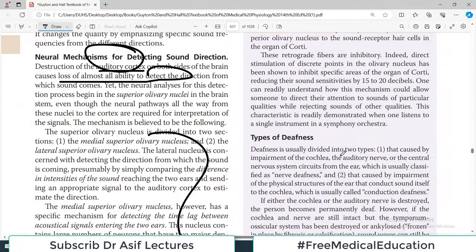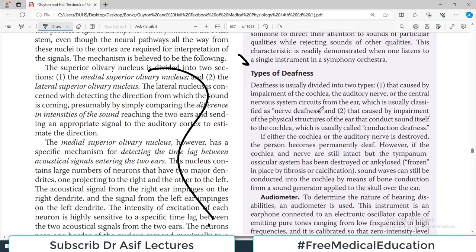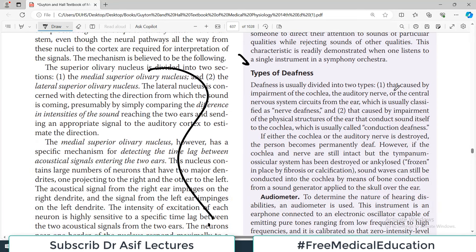Now, types of deafness is something important. Deafness is usually divided into two particular types. One is caused by the impairment of the cochlea and the auditory nerve on the central nervous system, and it is usually classified as nerve deafness because there is some problem with either the processing of the sound waves or the auditory nerve. So, nervous issue hai koi, nerve deafness.